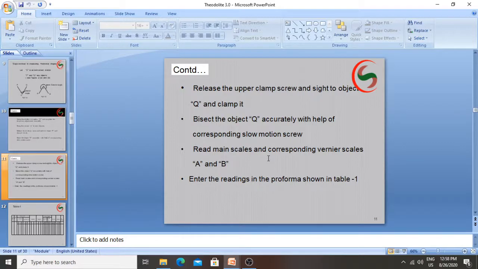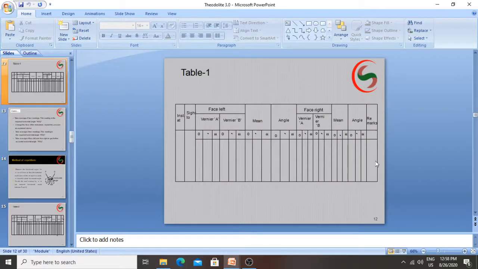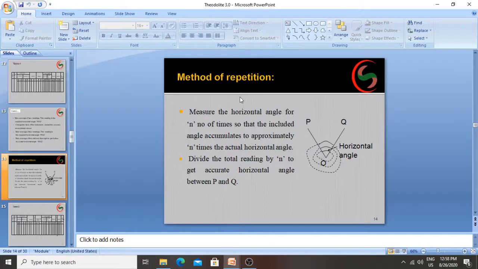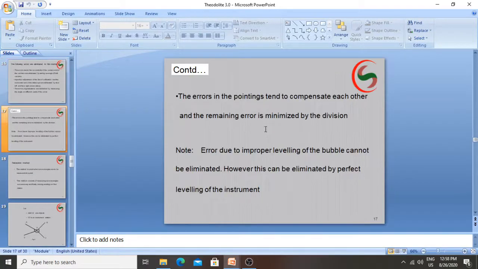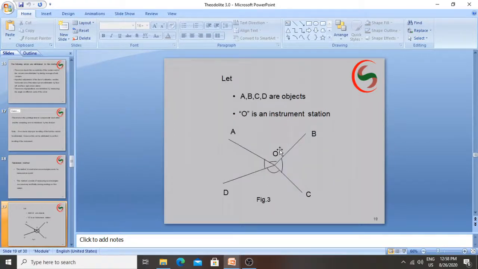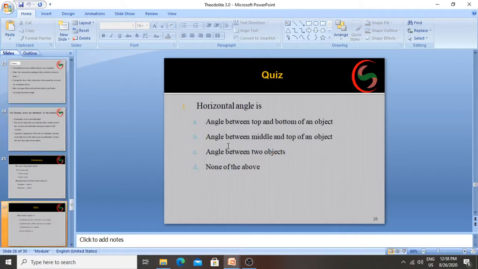For eliminating the cumulative errors that may occur, this is a tabular column which we are going to use when you are using the theodolite instrument, even for measurement of a horizontal angle or a vertical angle or anything. And this is the repetition method. And coming to the reiteration method, if more than two angles are found out from the same station, then you are supposed to go for the reiteration method. So this we have seen in the third class.